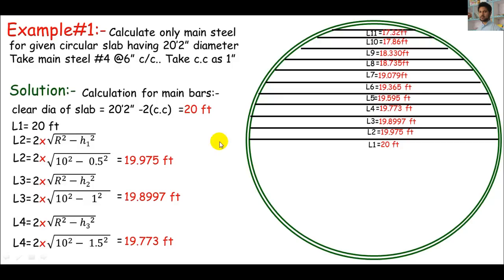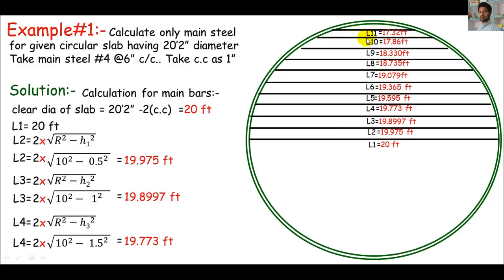But here is a question. Till which length or which bar should I calculate? It's quite simple. Just look over here. L11 is 17.32 feet. It is much larger. A time will come when the length of the bar will be 0 or a negative value. So you must understand that's the last length. Alright? Does it make sense?